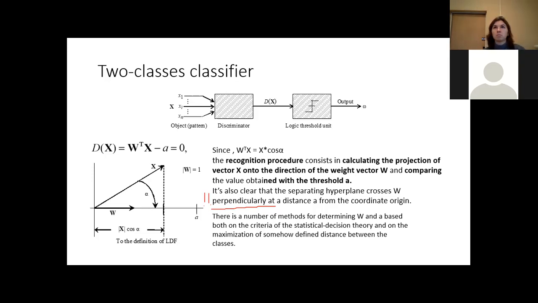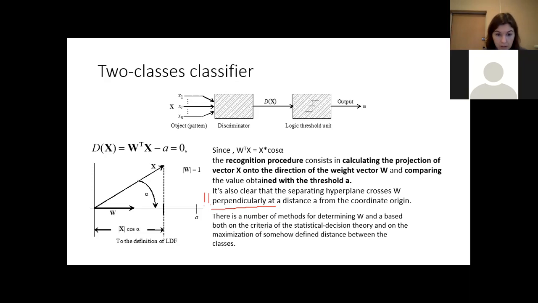So when you divide your space into two parts within the weight vector, this dividing surface will be perpendicular to the weight vector, because you have some threshold. When you compare the projection with the threshold, you actually have two parts, to the left and to the right of this threshold.